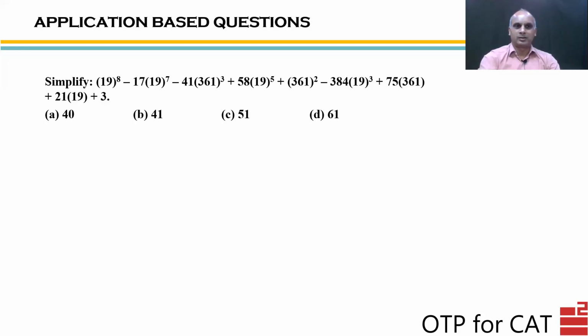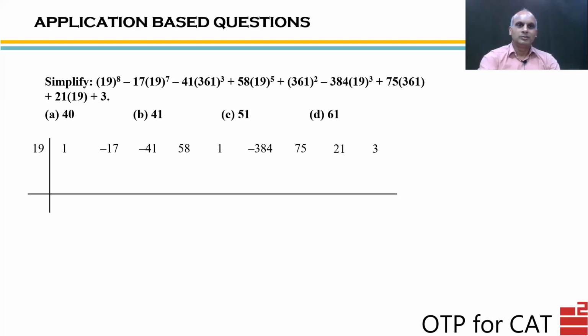And how to do that? We can do that by a synthetic method. So 1 put as it is in the answer, then 1 into 19 gives me 19, and minus 17 plus 19 gets 2, and so on. I'm not elaborating any further. Finally, you get 41, and that is the remainder.